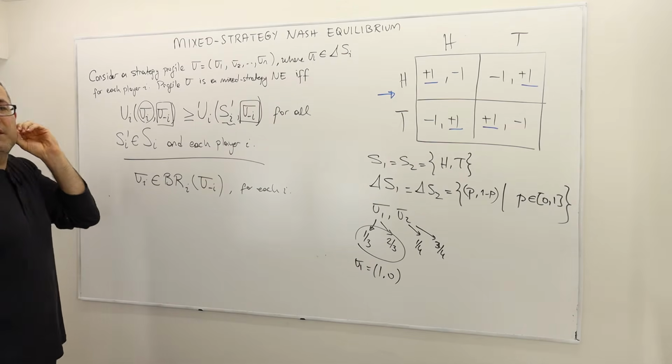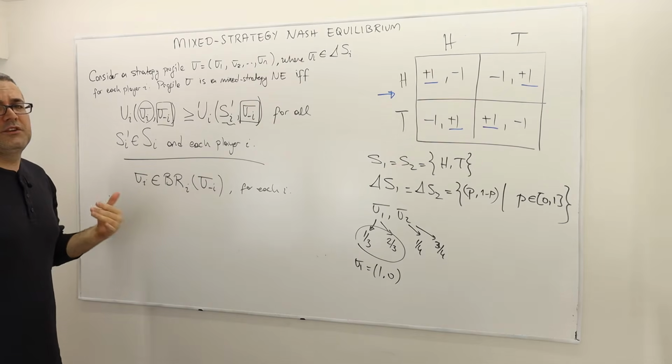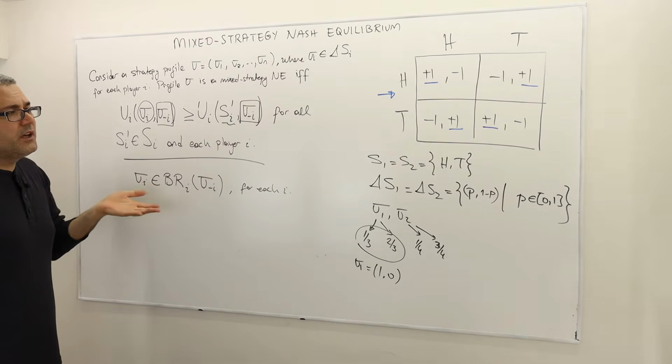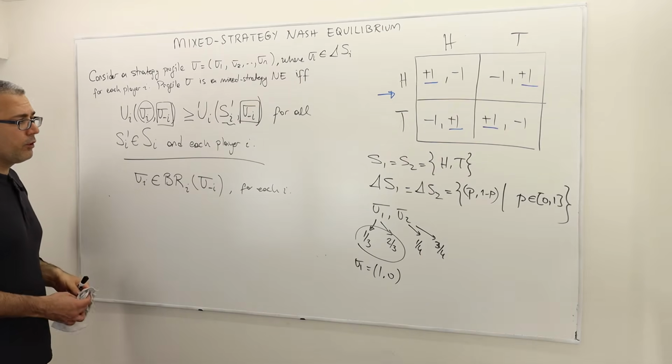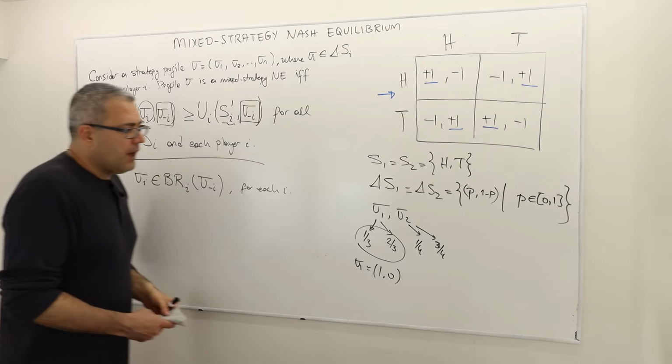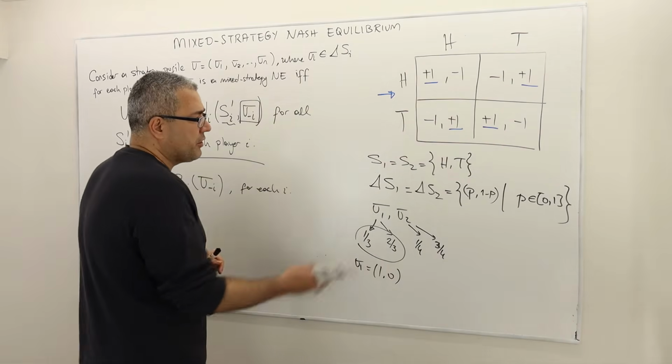Okay, so that's it basically. As I said, a mixed strategy Nash equilibrium is nothing but a Nash equilibrium where the strategies are in mixed form. Okay, so let's solve an example: matching pennies.